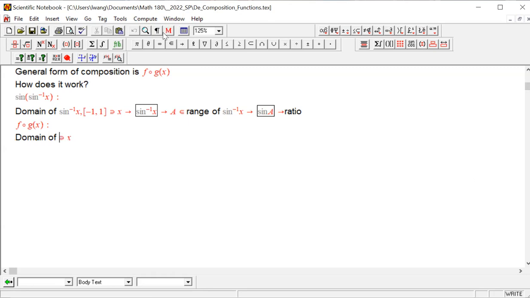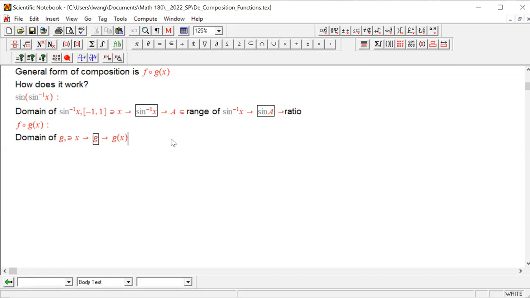Domain of G. Whatever it is, it's going to be in the domain of G. And then this input will be applied the rule of G. After the rule of G, function G is applied to the input, it produces a G of X.